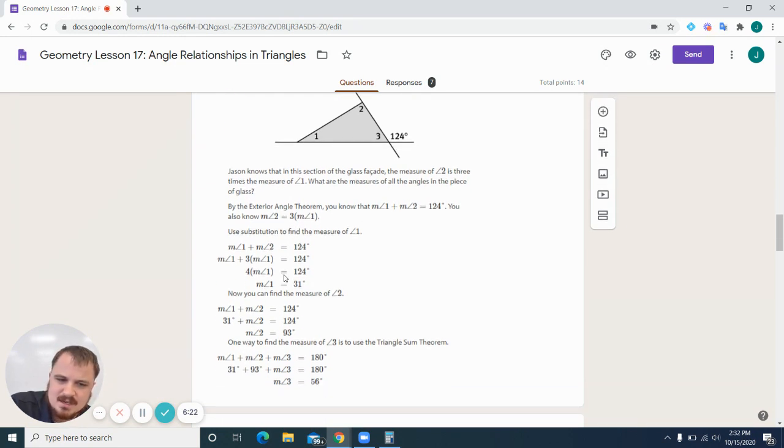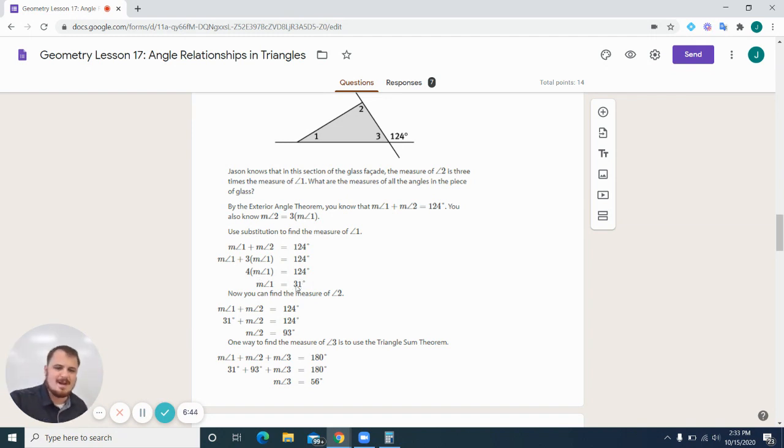And then we know that angle 2 is triple angle 1. So look at the equation that they set up. Angle 1 and angle 2 have to make 124. That makes sense. And then they told me that angle 2 is triple angle 1. So angle 1 plus 3 of angle 1 is going to make 124. Add those together, that's 4 angle 1s. Then divide by 4, and you have angle 1 is 31.